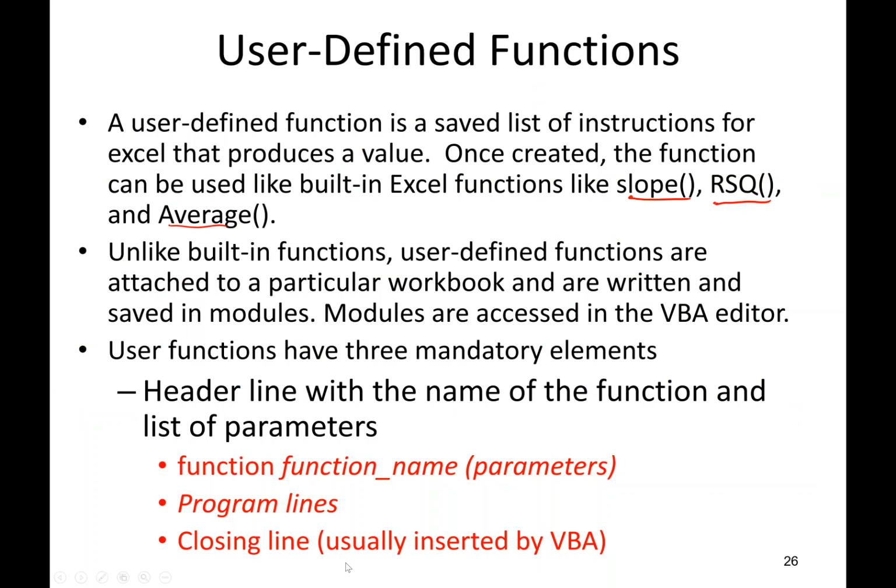Now, every program line in VBA, every function, has the same format. It always starts off with the first line, and you must write the word function. Then give the function any name and give the parameters inside these brackets. We're going to hit enter, and then there's going to be a closing line inserted by VBA, and that closing line is going to be end function. And then we're going to put some kind of calculation in between those two.